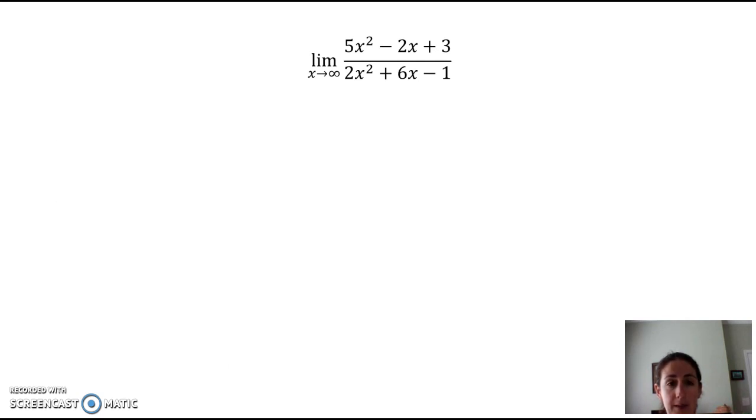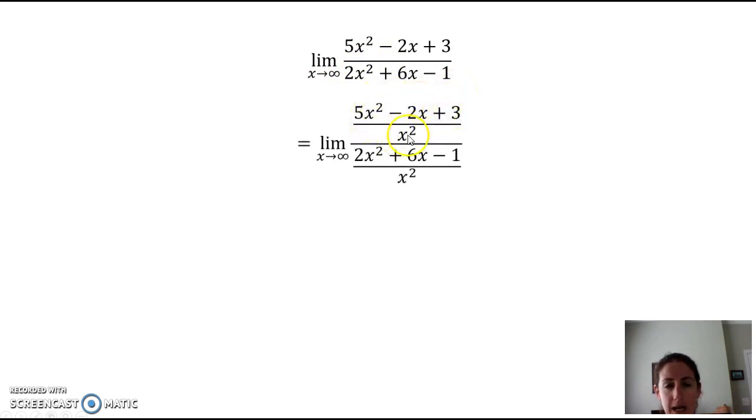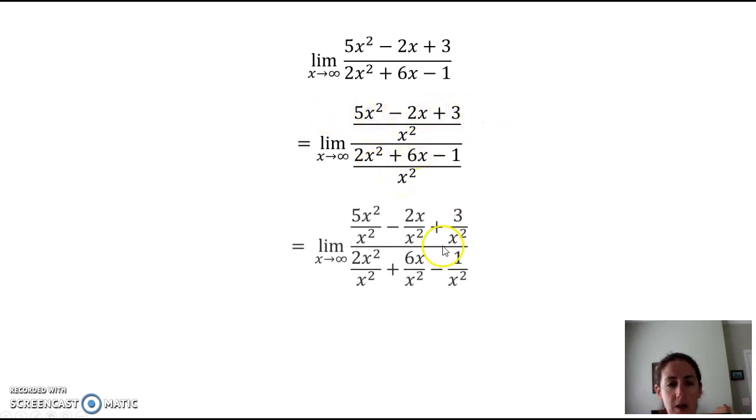So let's look at this limit again. Notice the largest power of x is x squared, so we're going to take the entire numerator and divide it by x squared, and the entire denominator and divide it by x squared. Dividing the entire thing by x squared means we divide each of the pieces. Then 5x squared over x squared reduces, and we have the limit as x approaches infinity of 5 minus 2 over x plus 3 over x squared, over 2 plus 6 over x minus 1 over x squared.